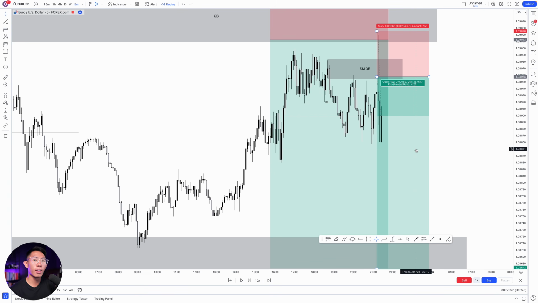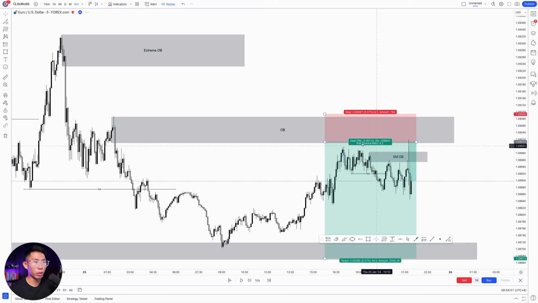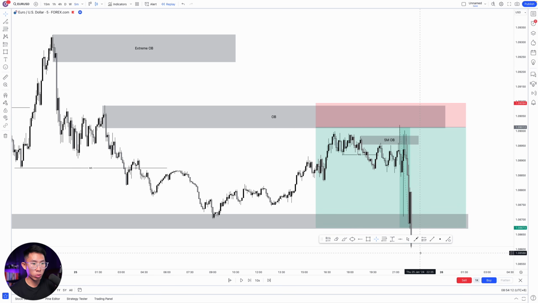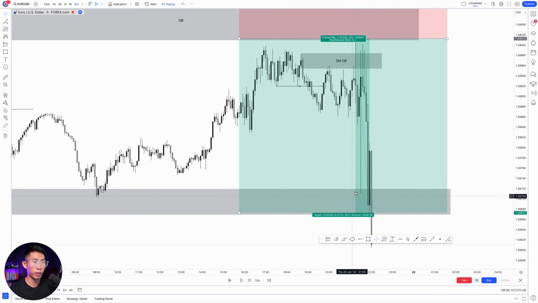But in this case, let's assume that you did not get the best entry on this trade, and you actually ended up entering right here with a sell limit order because price has mitigated this order block on the higher time frame. And look at what price does next. Price eventually goes down and smashes your take profit with a lot of liquidity.